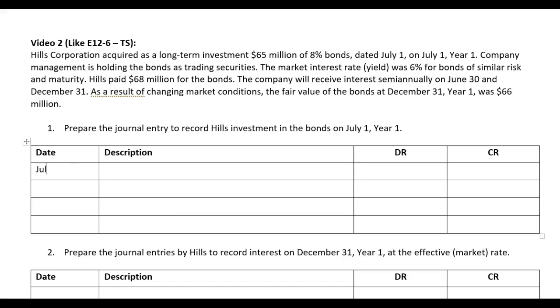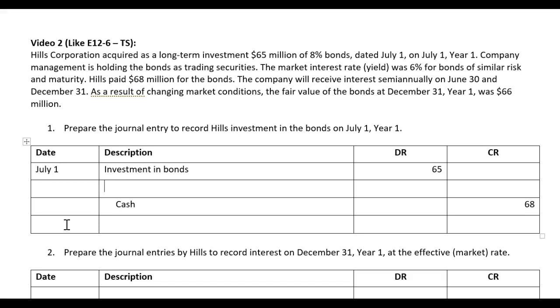So we're going to go in on July 1st when we actually purchase it. And again, it's going to be the exact same concept as it was with our held to maturity, except this is a premium situation. So we're going to record the investment in bonds at the full face value, $65 million. Then remember we paid cash for these, so our cash is going to go down, but we paid a premium, so our cash is going to go down by $68 million.